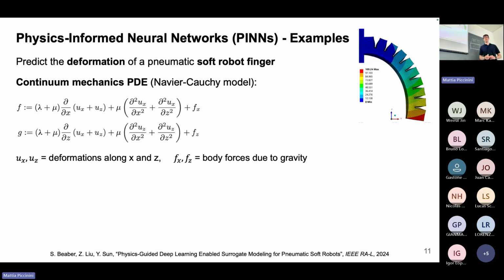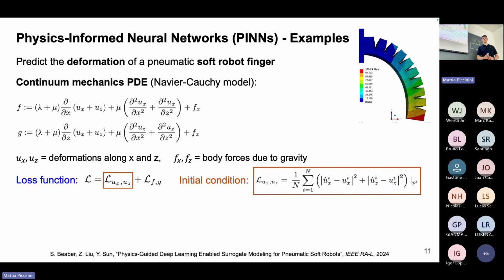So basically here you want to compute the deformations along X and Z, so the two axes, Z is the vertical axis, X is the horizontal. So you want to compute Ux and Uz using these two equations, where Fx and Fz are the forces per unit volume caused by gravity. And again, so what can we do? Let's use a neural network to learn Ux and Uz.